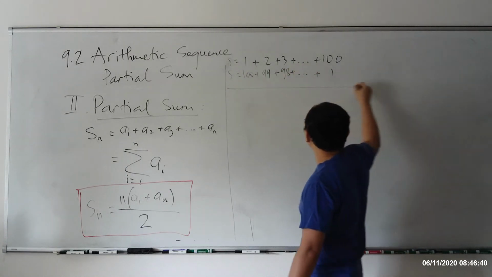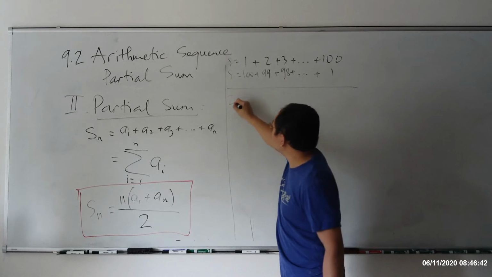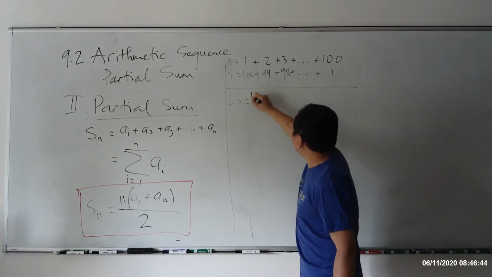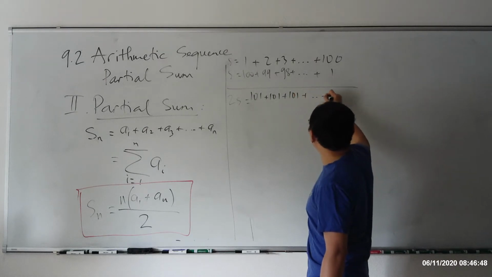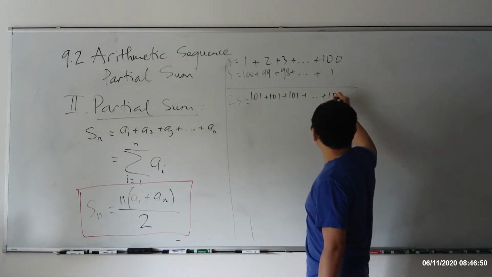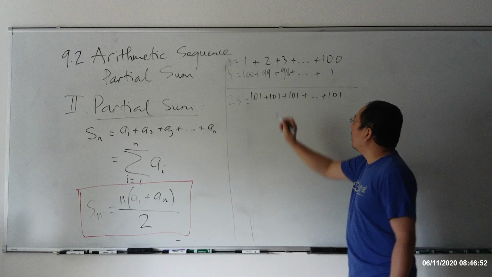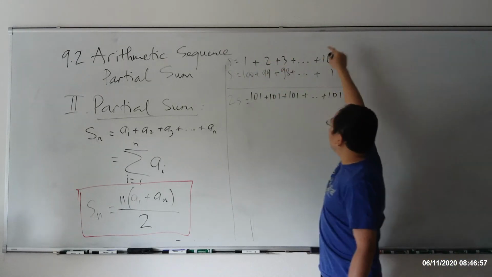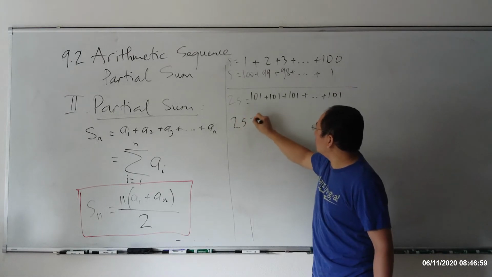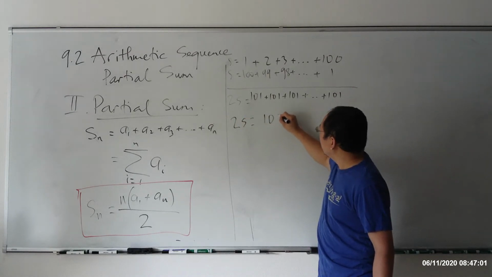And we add the two sums together. So twice the sum is what? 101 plus 101 plus 101 plus 101. So all of those terms are 101. And how many terms do we have? 1, 2, 3, all the way to 100 terms. So twice the sum is going to be 101 times 100.